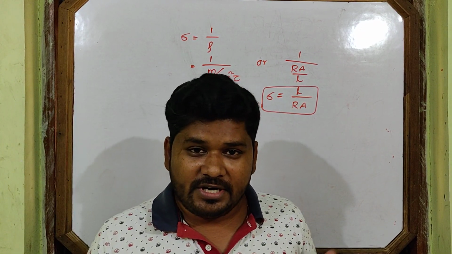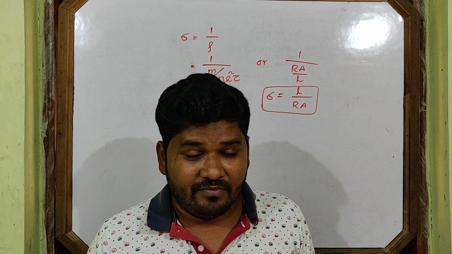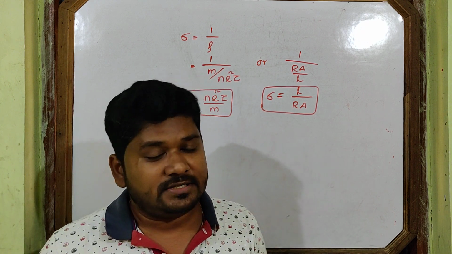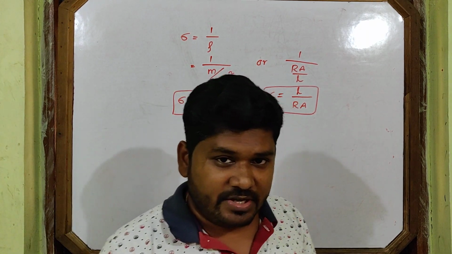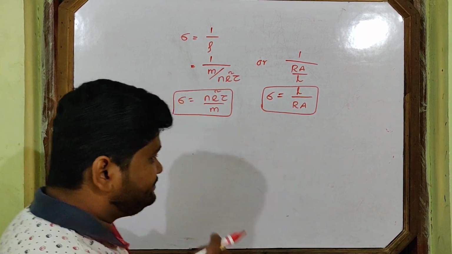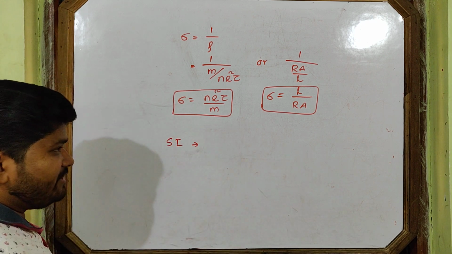Now I hope you understand what conductivity is. The definition is only one line: the reciprocal of resistivity is called conductivity. This also depends on the material of the conductor. Now let's see what its SI unit is.